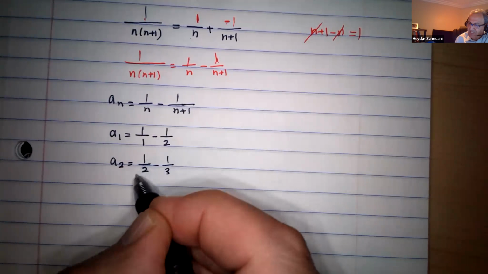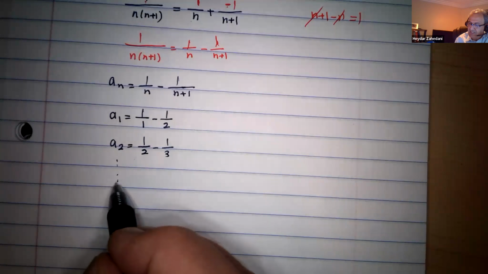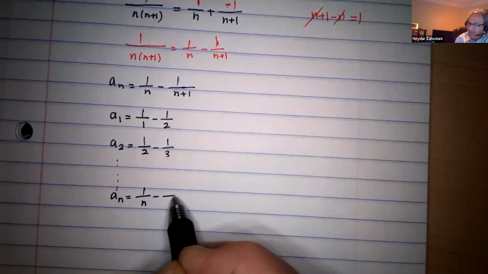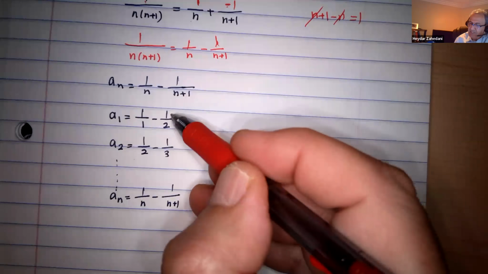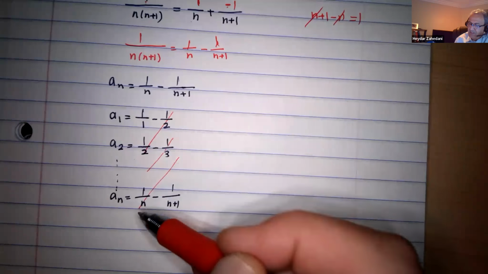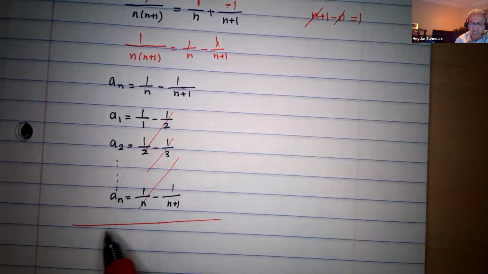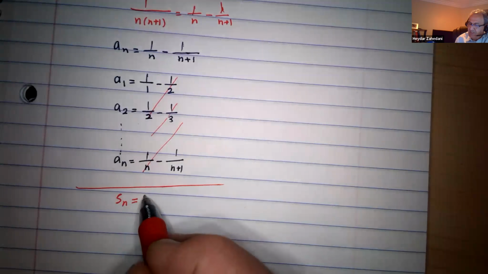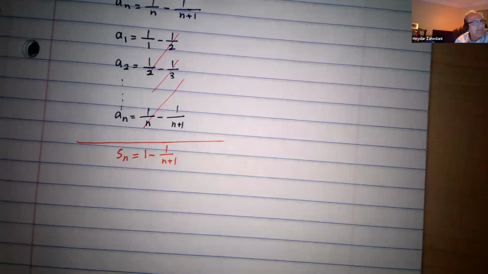You can see that they are going to be canceling in this form. You don't have to write anything else. a_n is going to be 1 over n minus 1 over n plus 1. Now you see these would cancel out. So if you add them together, a1, 2, 3 up to a_n, which is the S_n, the leftover here is 1 minus 1 over n plus 1. You see, easy series.